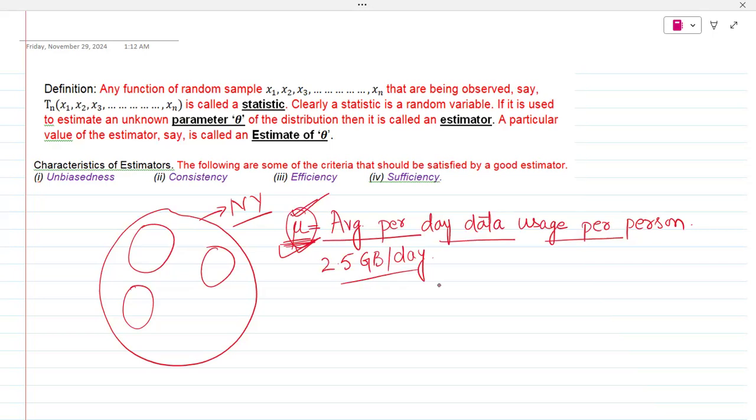What's the chapter name? Estimation. So what we are trying to estimate are the unknown parameters. If the parameter is known, then what's the need of estimating it? If the value of the parameter is known, for example here 2.5 GB per day, is there any need to estimate that? No. So we estimate the parameter which is unknown.